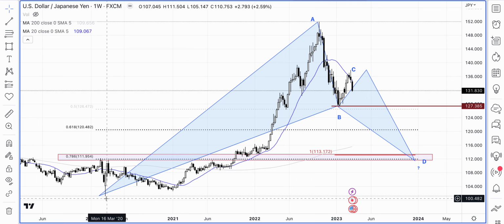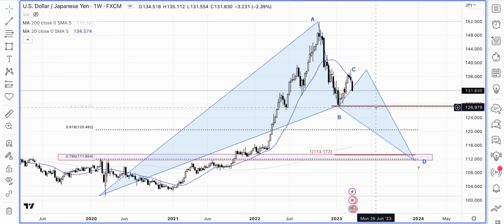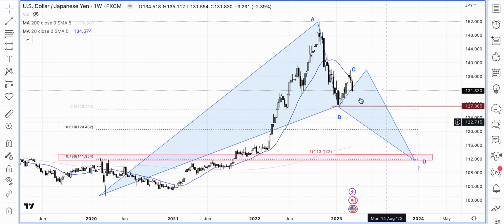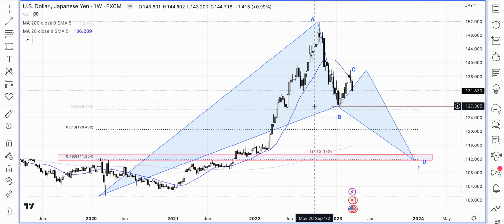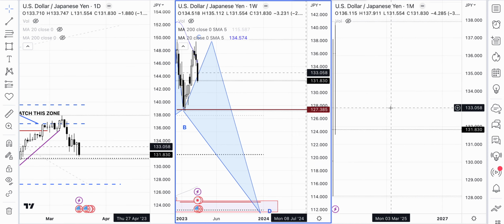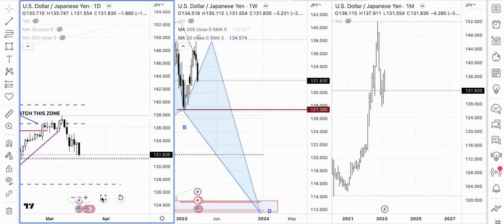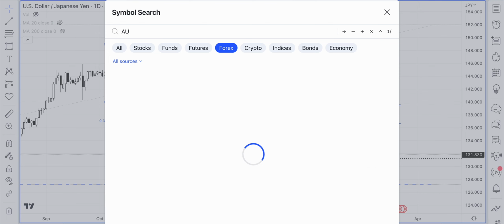So it's a significant point, and if our analysis is correct, and if indeed it is moving in an ABCD pattern formation, and this low is taken out, then we could see the yen strengthen significantly against the US dollar, which in other words means a significant decline in the dollar index. All right, guys, so the next one we are going to take a look at is the Aussie dollar.